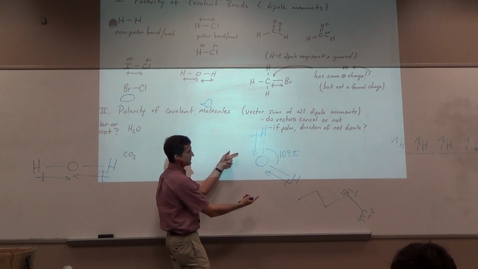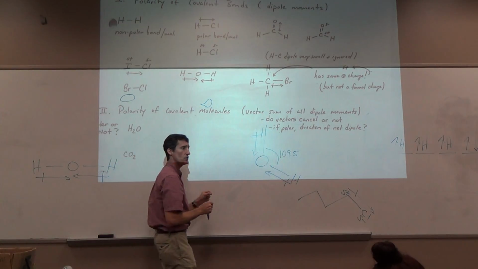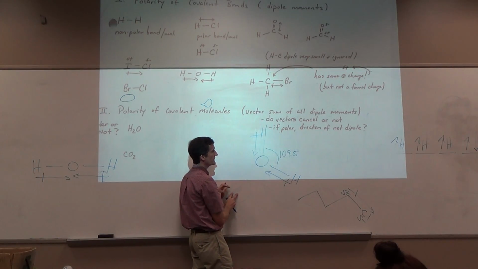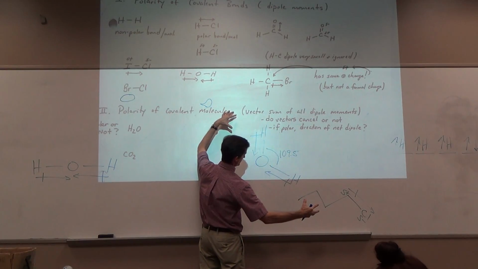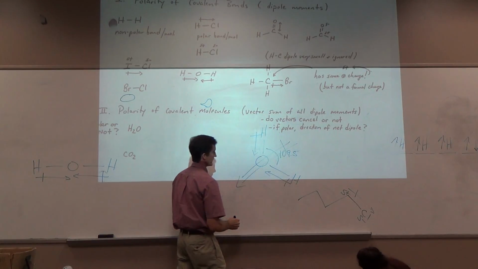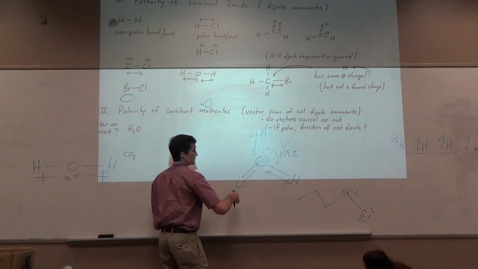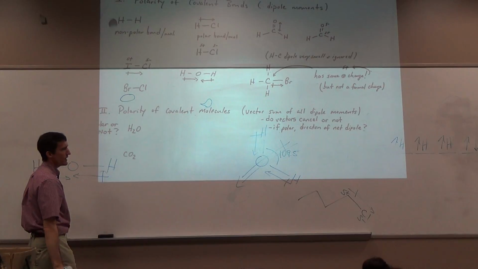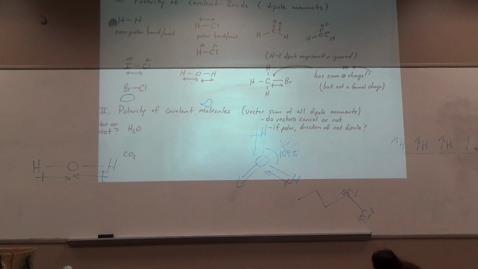Oxygen is pulling. The question is, yes, there are two individual polar bonds, but is the molecule as a whole polar? Do these cancel out? They do not cancel out. What we have here is a summation of vectors. These two are coming this way, creating a net dipole right through here, and this is the molecular dipole moment illustrated by the bigger arrow there. Water is a polar molecule because the individual dipoles do not cancel. In the next example or two, we'll see some that do cancel.